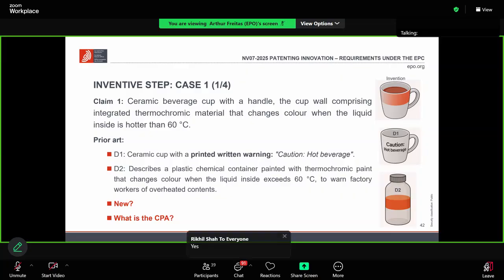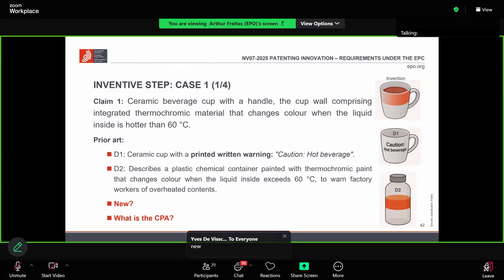All right, first question to you. What do you guys think? Is this invention new? Does it comply with Article 54? Let's start there. Is it new? Do we have one document that would disclose all features of the invention? That's what we're asking. Is the invention new?